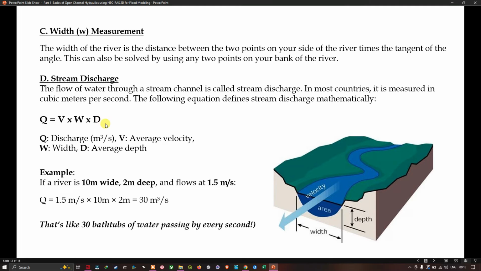For example, if a river is 10 meters wide and 2 meters deep and flows at 1.5 meters per second, let us calculate the stream discharge. Q equals the velocity, 1.5 meters per second, multiplied by the width, 10 meters, and multiplied by the depth, 2 meters. That gives us a discharge of 30 cubic meters per second. That's like 30 bathtubs of water passing by every second.